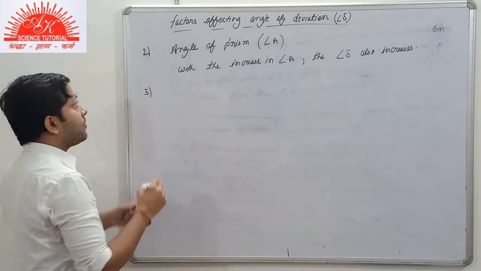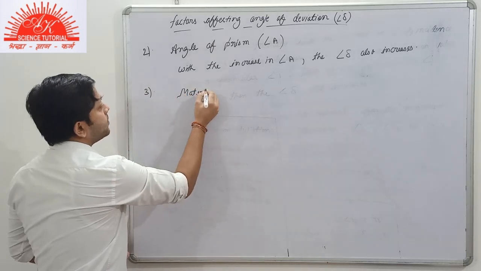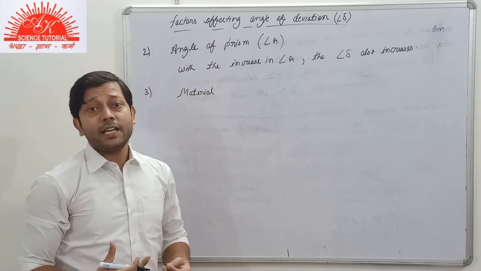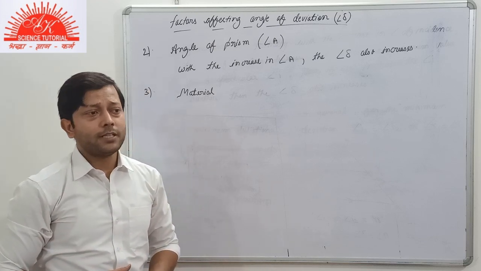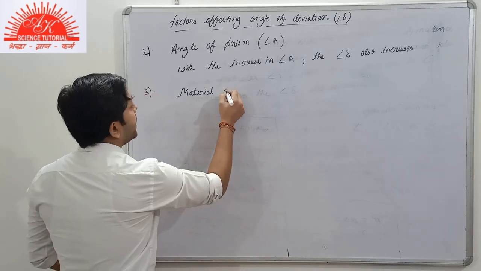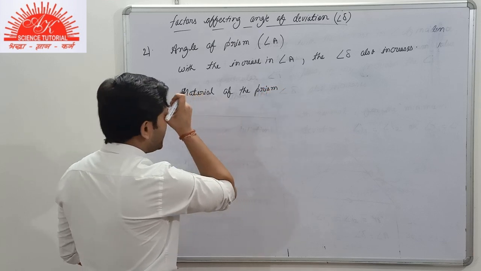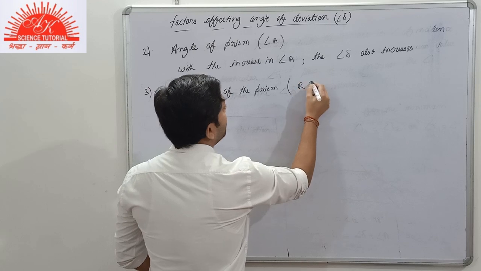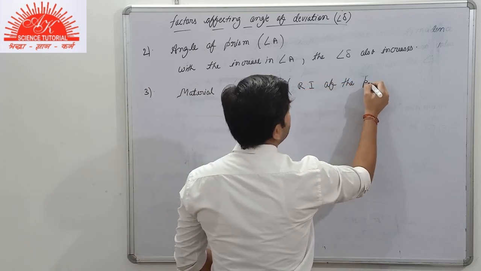Now, the third factor is the material of the prism, or the nature of the prism, that is, of which material the prism is made. Suppose we take the example of two materials such as flint glass or crown glass. Material of the prism means the material of which the prism is made. That is, we are talking about the refractive index of the prism.